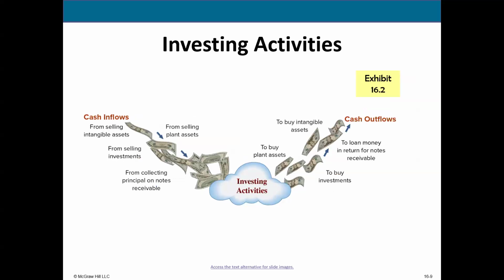For investing, we're talking about the purchase or sale of property, plant, and equipment. Think about it like this: we're investing into the business to grow the business. That's why we call them investing activities. The cash comes in from the sale of property, plant, and equipment. The cash goes out for the purchase of property, plant, and equipment. Very easy. Very, very easy.